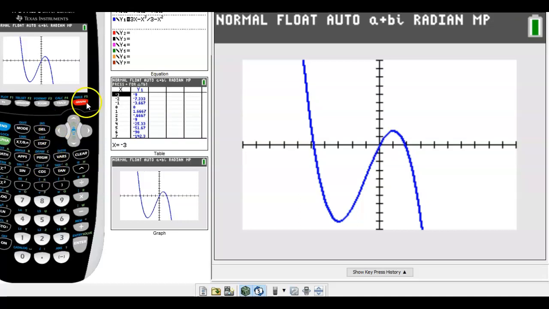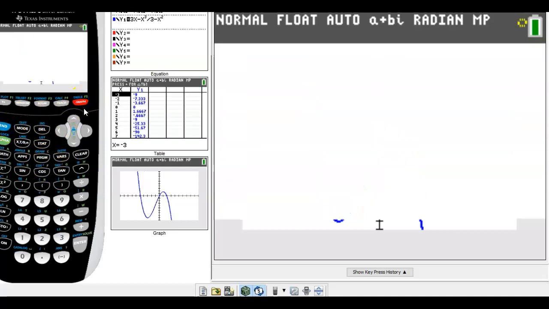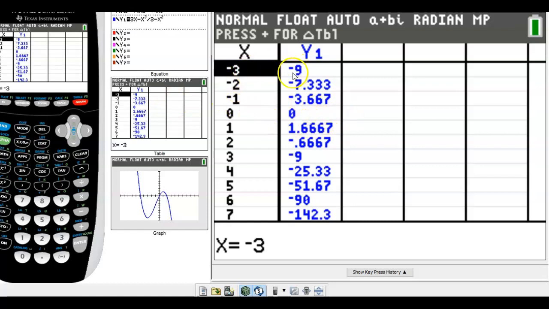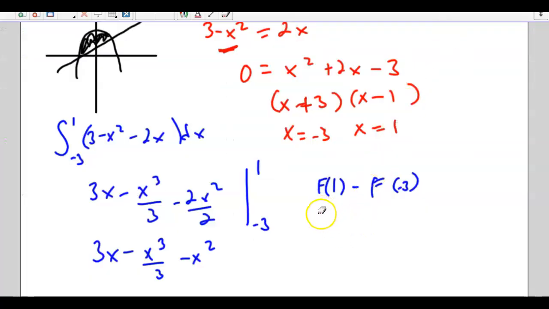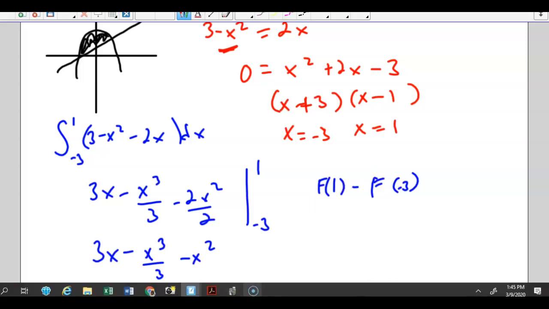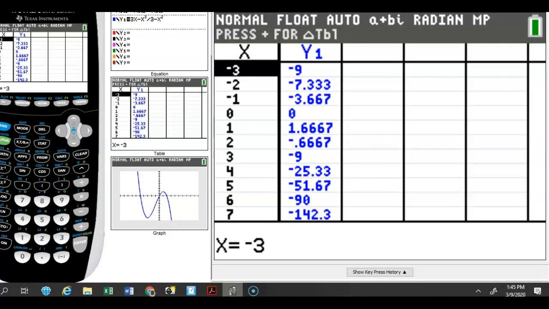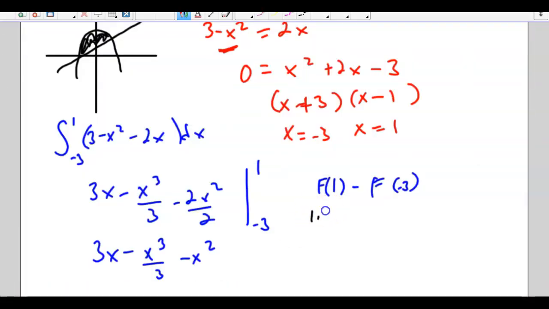And so now, we go to our table again. And we want negative 3, which is 9, and 1, which is 1.67 or 1.7. So 1 was 1.7. So I'll go 1.7 minus a negative 9, right? What's it going to be, 10.7 units?